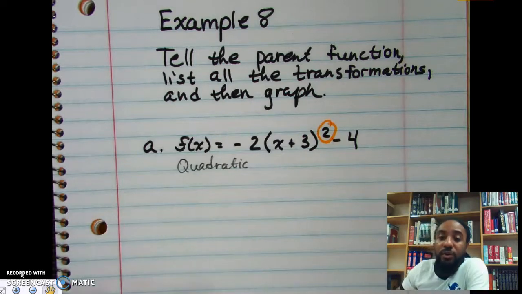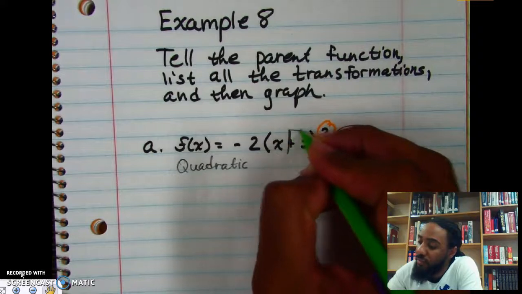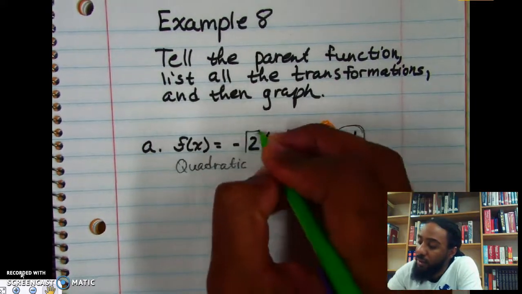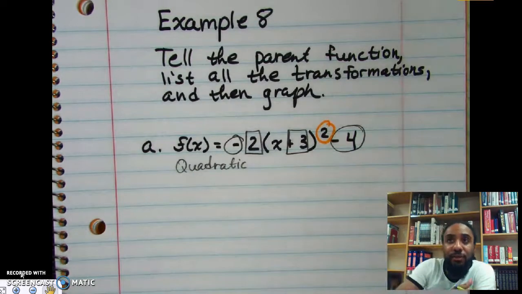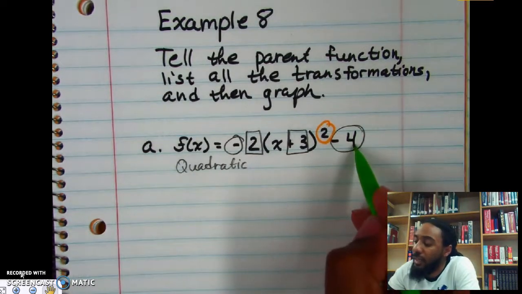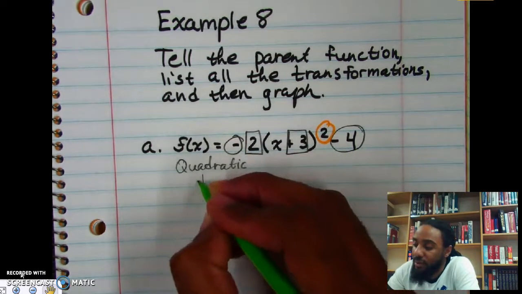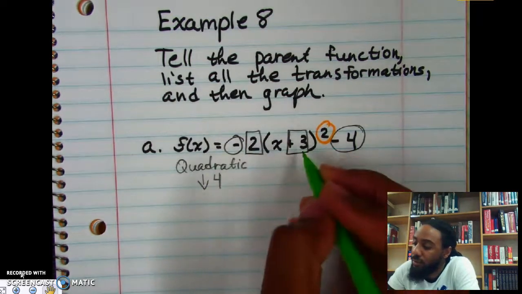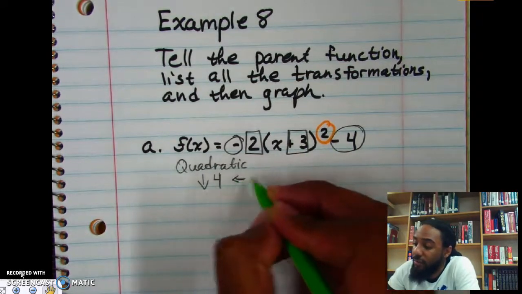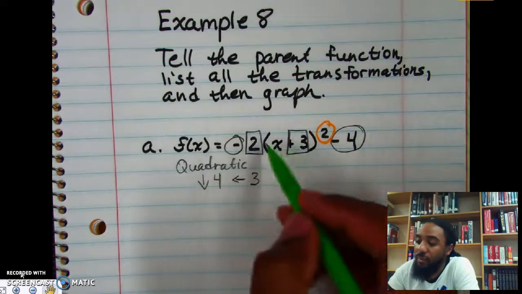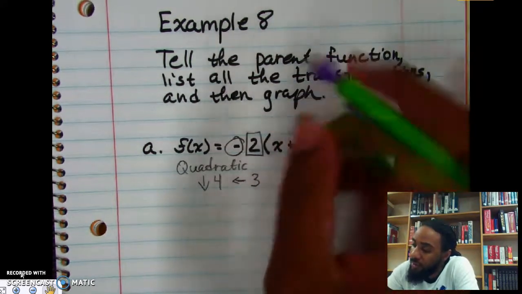Now we're going to start dealing with our transformations. We have something going on right here, right here, and right here. And again, I like to go from the back to the front. So here we have a negative 4, which means it goes up or down. So it goes down 4. We know this one goes opposite of what you think, so it's going to go left 3. This is a positive 3 right there. Sure, we can see that. It's a positive 3.